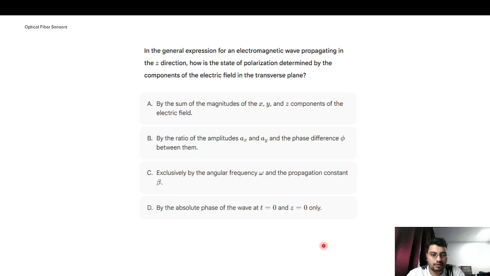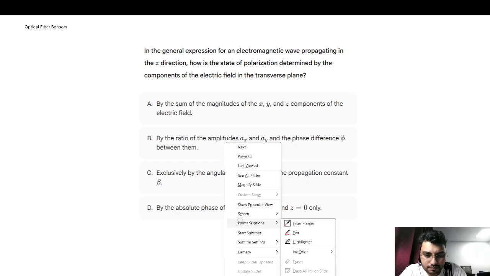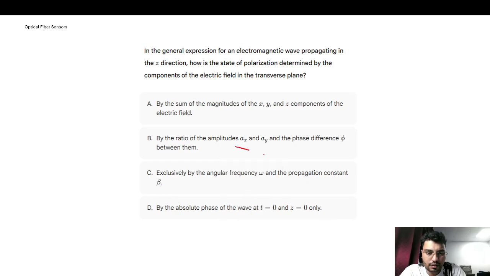So you are correct. We are taking the ratio of the amplitude Ax and Ay and the phase difference phi. This is the correct answer for that.